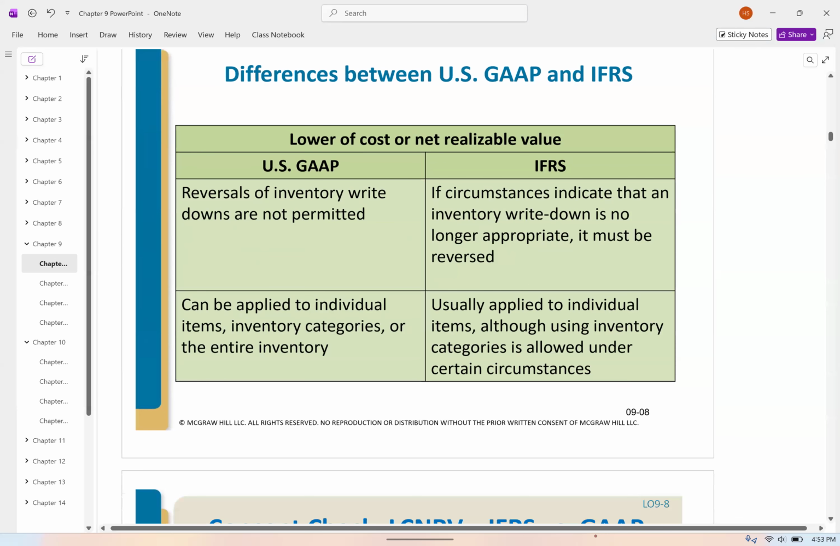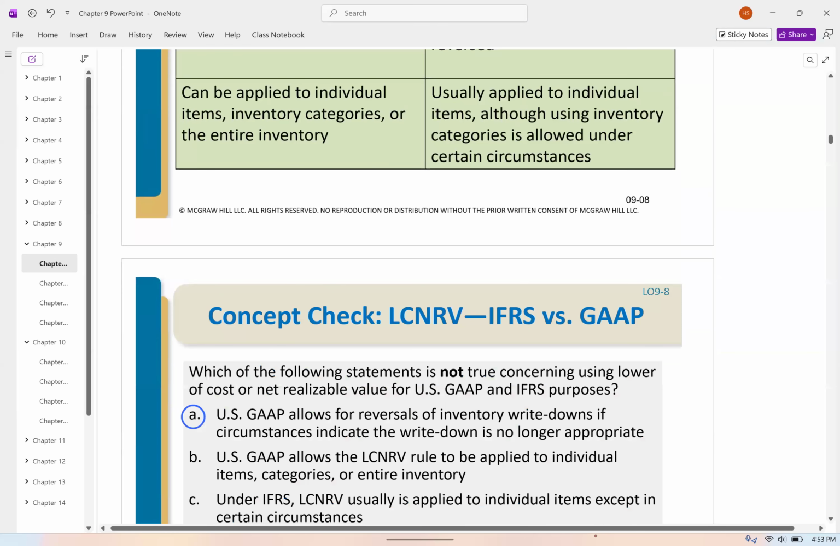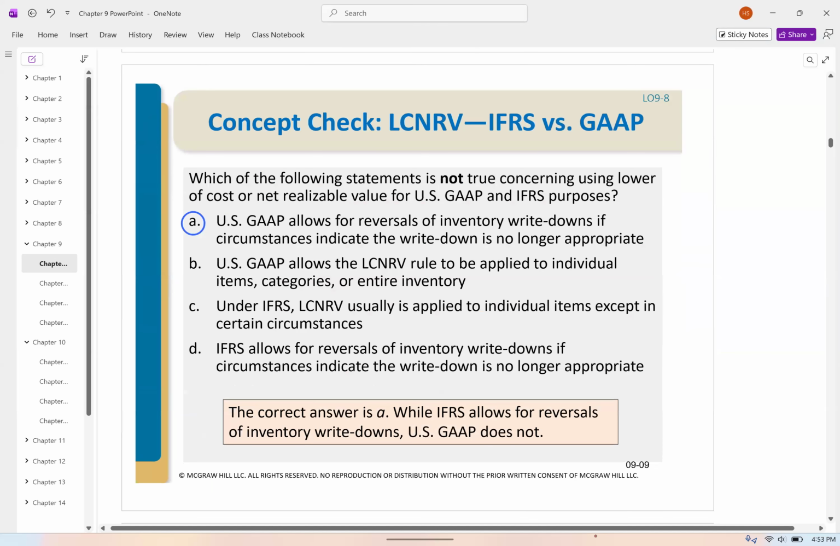US GAAP can be applied, as we did, on the individual items, categories, and the entire inventory. For IFRS, it's usually applied to individual items. All right, another little concept question.